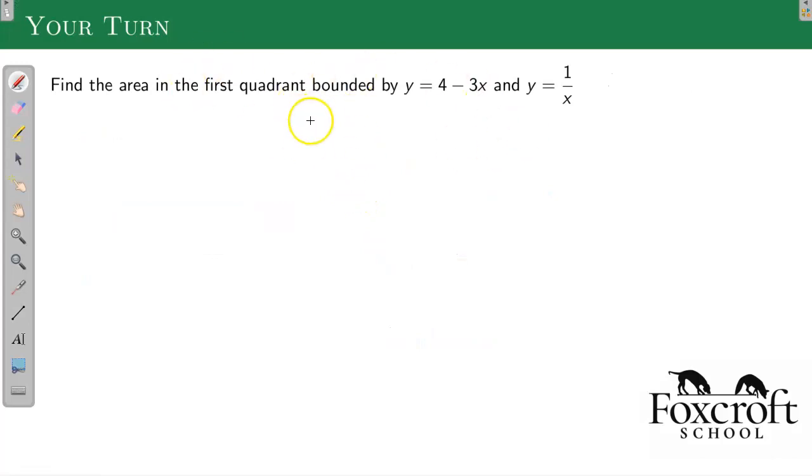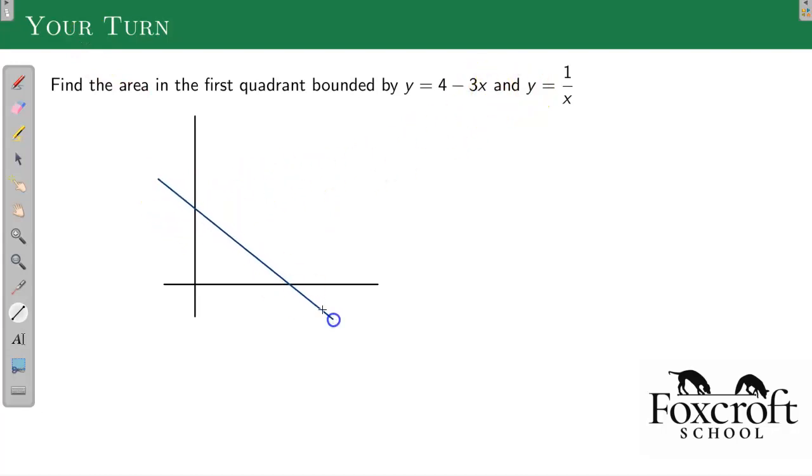Alright, here's one for you to try on your own. Find the area in the first quadrant bounded by y equals 4 minus 3x, and y equals 1 over x. Alright, so take a second, pause the video, and try that one on your own, and then I'll show you the answer in a second. Alright, so 4 minus 3x is going to be a line downward, 1 over x looks like that, and you can see this area here.